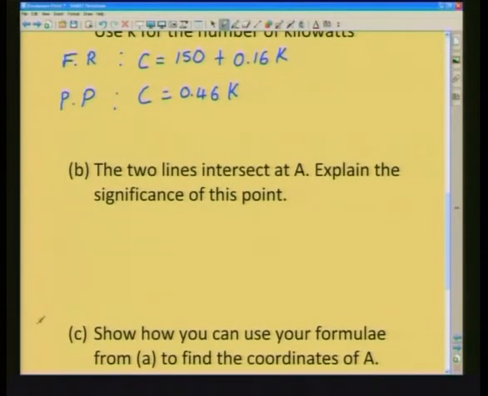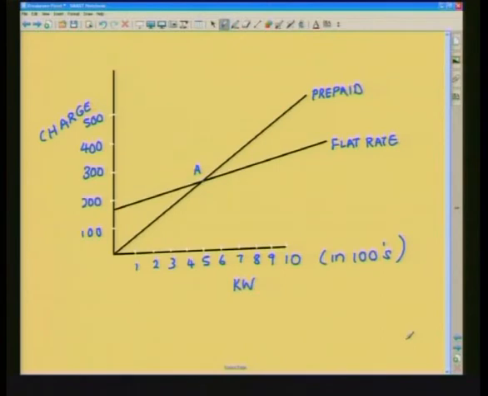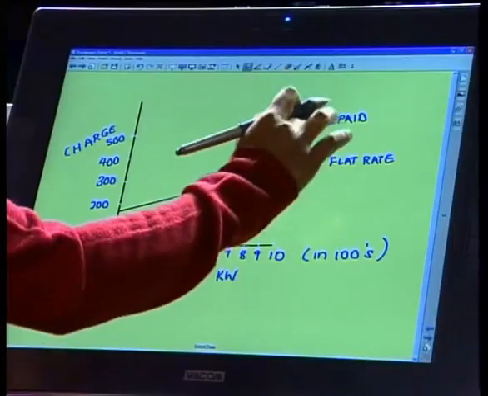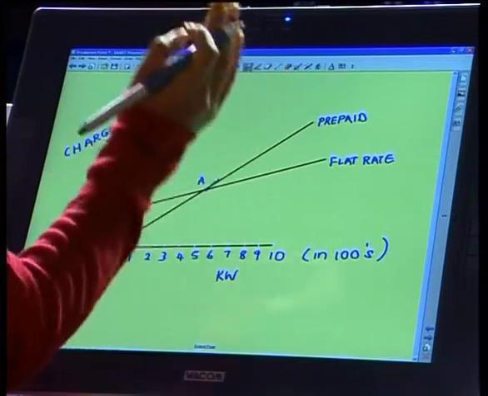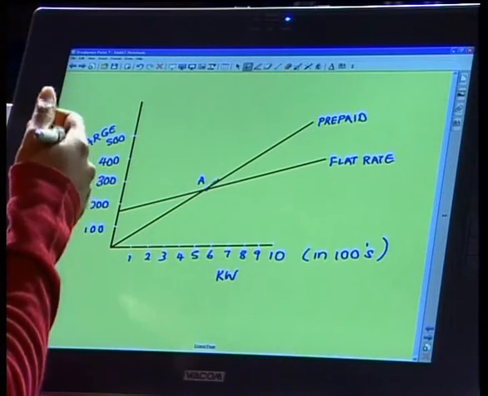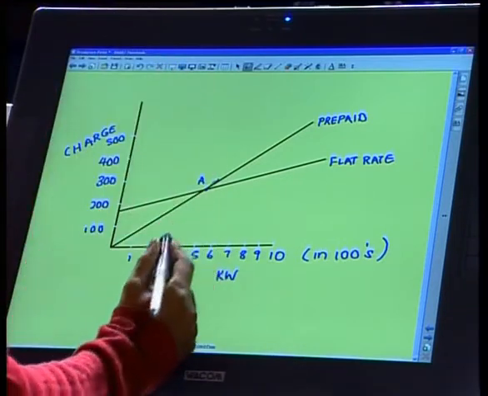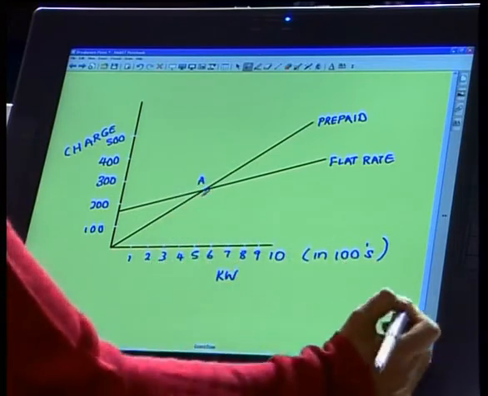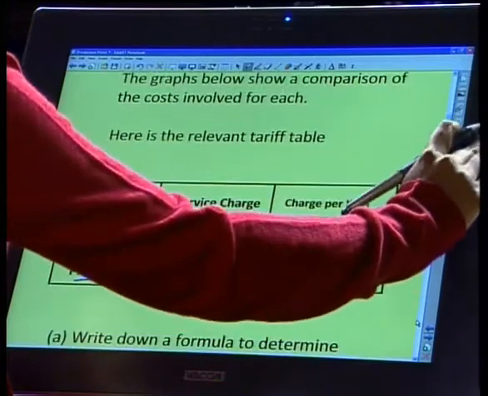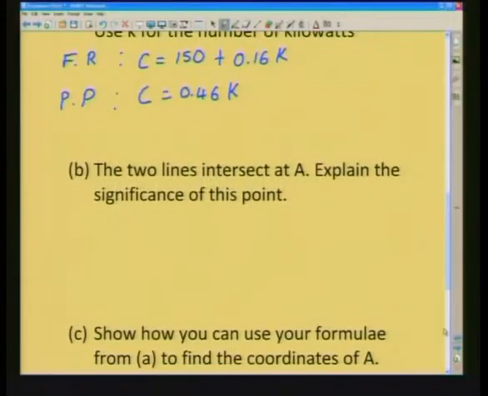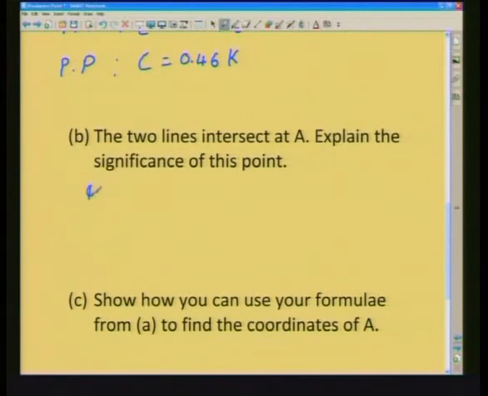Part B says the two lines intersect at A. Explain the significance of this point. So if we go across to the graphs, we see that they intersect each other at this point. And it is at this point that both systems will have equivalent costs. So in other words, at this point, he's going to pay exactly the same amount whether he decides to take the prepaid system or whether he takes the flat rate system. So because he's going to pay exactly the same amount for both systems, that is the point of intersection of both of those costs. So that is really the point at which both options will have equivalent costs. So both options have an equivalent cost at the point A.